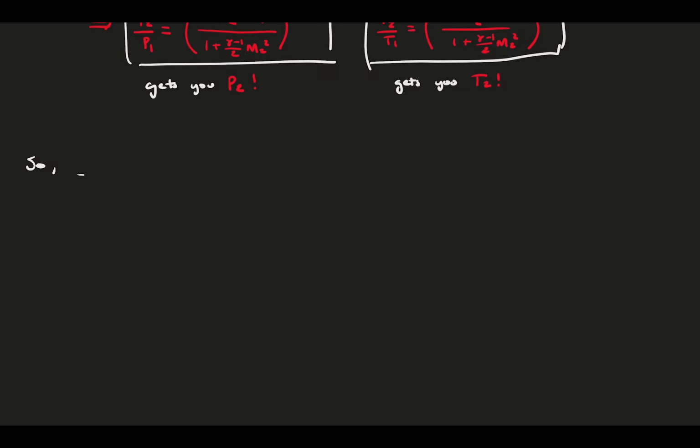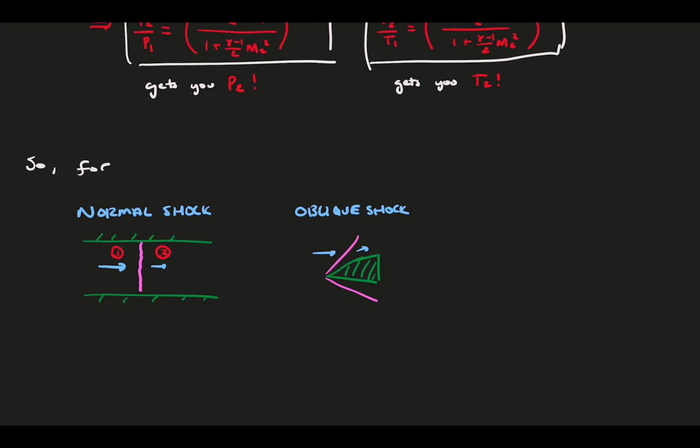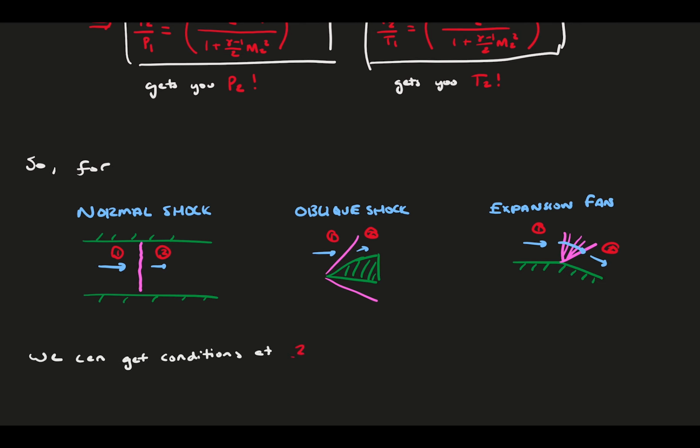Let's zoom out and think about how far we've come along. For normal shocks, for oblique shocks, and for expansion fans, we have upstream and downstream conditions labeled here 1 and 2. Using the relationships we've derived in the past 2 videos, we can now completely describe the downstream conditions using upstream values and gas constants alone. All you need to know is what type of shock you're dealing with, which is generally dependent on the geometry, and how fast you're going.